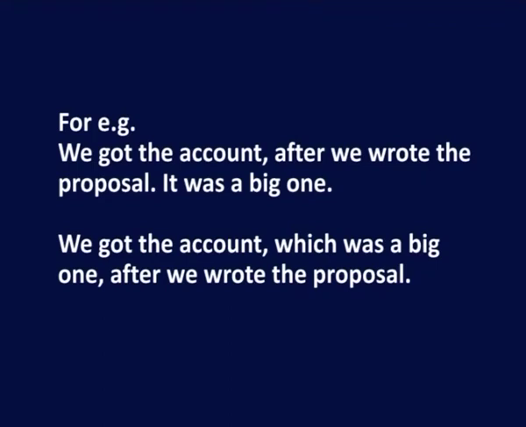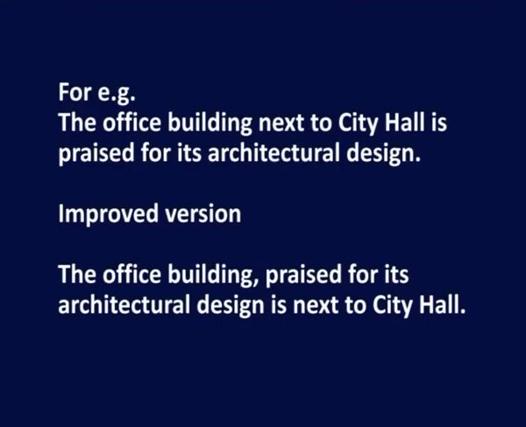For example, we got the account after we wrote the proposal. It was a big one. The improved version: we got the account, which was a big one, after we wrote the proposal. For coherence, place pronouns as close as possible to their antecedents. Distance increases the likelihood of ambiguity. For example, the office building next to City Hall is praised for its architectural design. Now, the improved version is: the office building praised for its architectural design is next to City Hall.